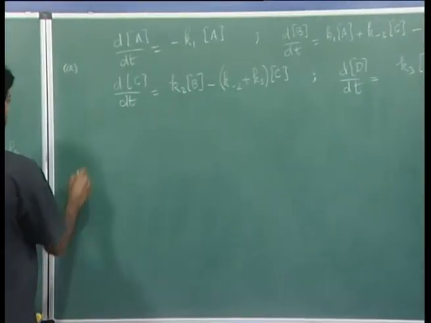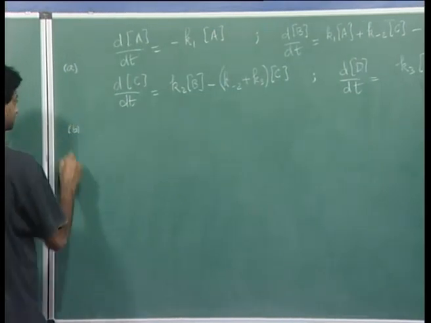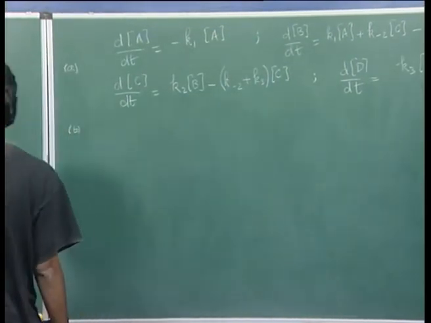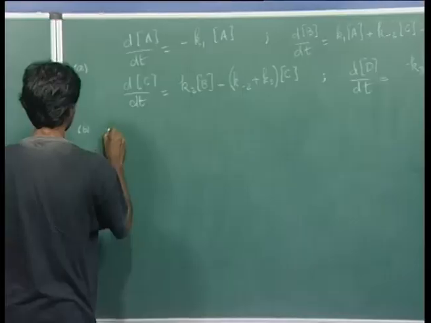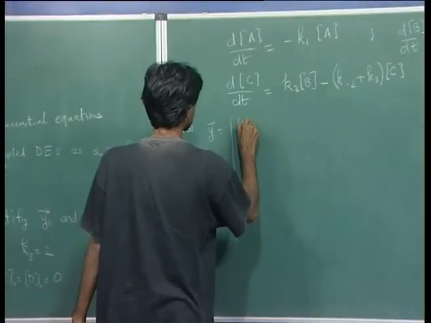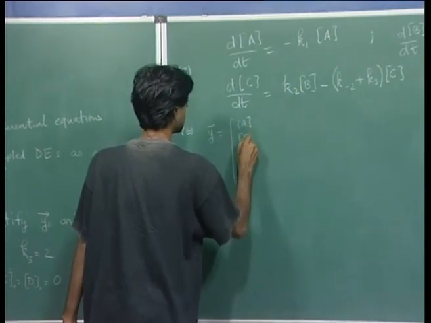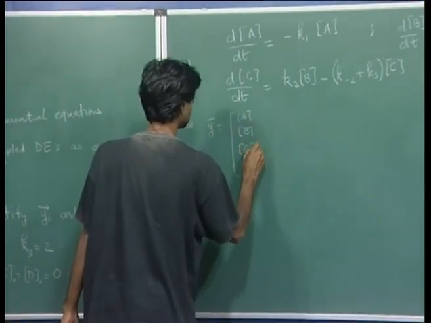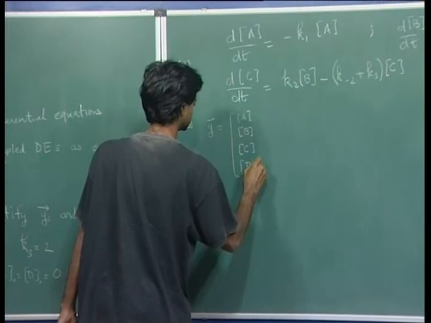Okay. So now the B part. Now here we say y is equal to A, B, C, D.